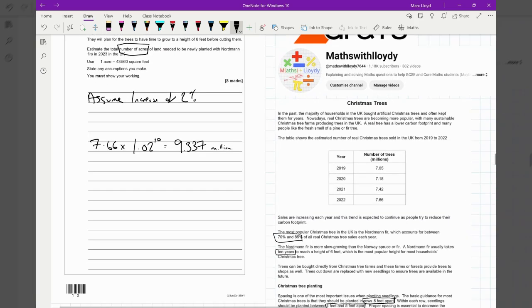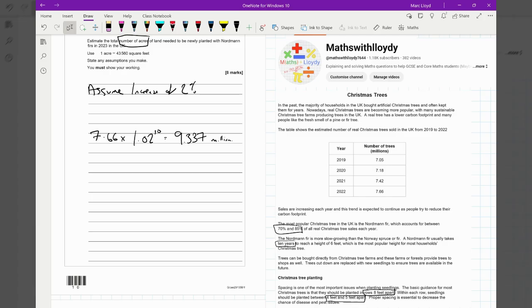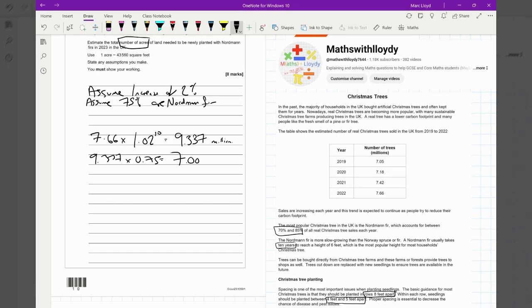Okay, next thing is, from the trees that are planted, these trees are 70 to 75%. So I'm going to assume 75% are Nordman firs. So therefore 9.337 is going to be multiplied by 0.75, and that gives me 7.00275 million.